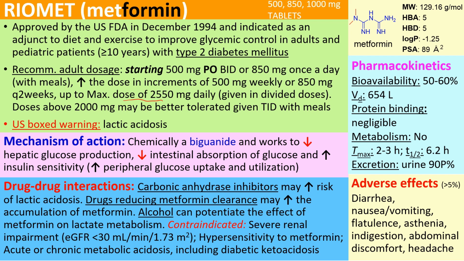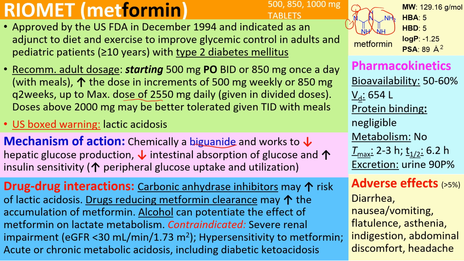If we look at the drug structure, this medication has a dimethyl and also 2 guanidine motifs within the drug molecule. So therefore, metformin is a member of the biguanide drug class.